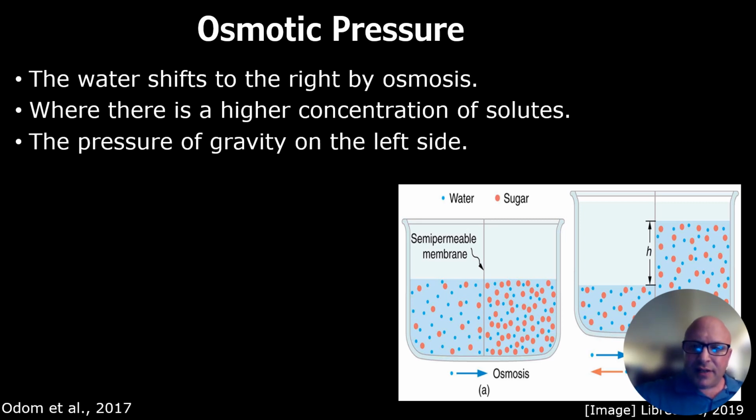If the pressure exerted by the molecules on one side of the membrane is greater than the pressure exerted by the solute particles on the other side, the process of filtration takes place. Filtration is the movement of water back across the membrane due to hydrostatic pressure, which can stop the process of osmosis. You have the semipermeable membrane, you have the osmosis, it's moving to the right, water shifts to the right by osmosis, where the water is higher concentration of solutes, the pressure of gravity is on the left side.